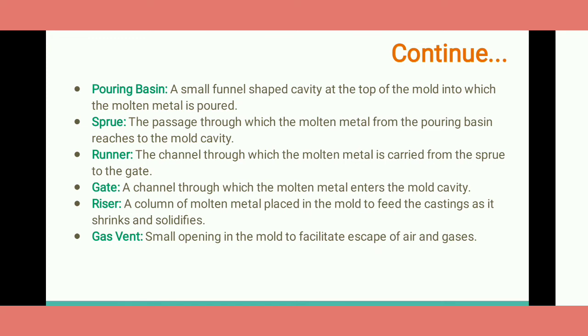Sprue, it's a passage through which the molten material from the pouring basin reaches the mold cavity. Runner, it's basically a channel which is used to carry the molten material from the sprue to the gate. Gate is the channel through which the molten material enters the mold cavity. Riser, it is a vertical column that is placed in the mold to feed the casting, okay. And gas vent, it's basically a small opening to let the gases or air escape, okay.